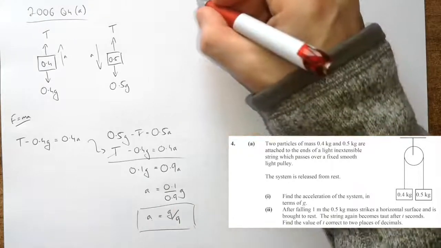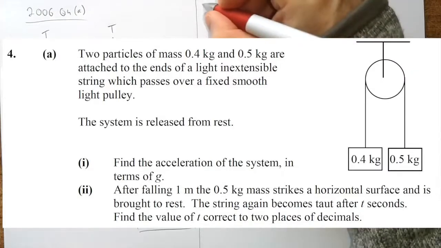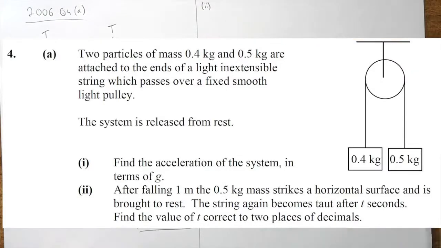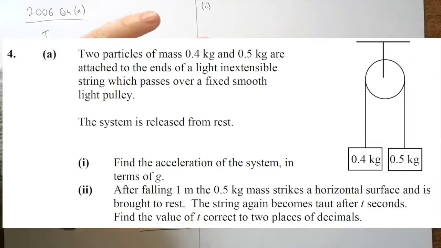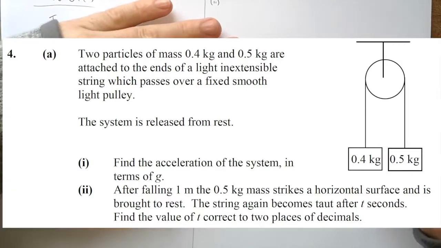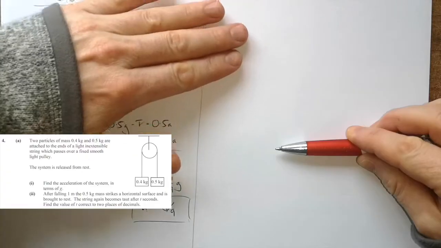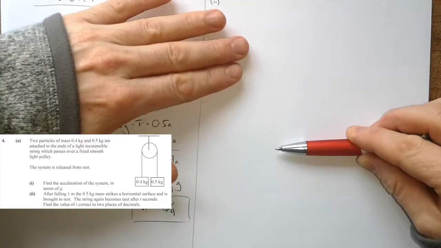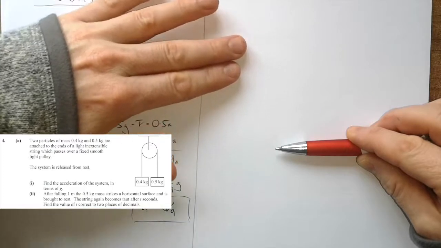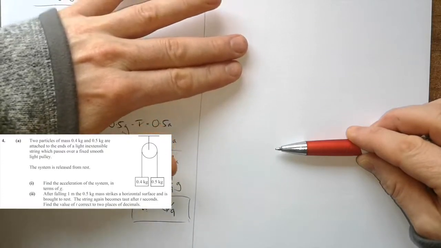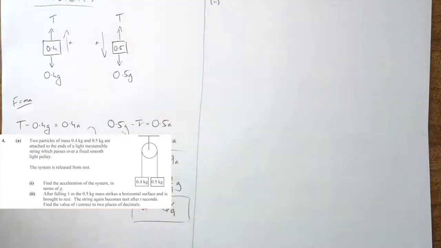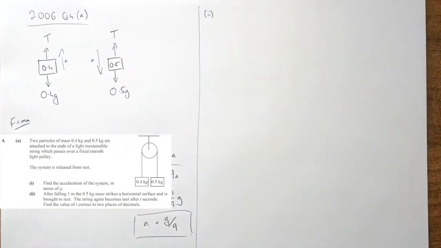Now, for the second part, part 2, we need to think ourselves a little bit carefully. Okay, so we bring back the question here. It falls a meter, the big one hits the horizontal surface and stops. The string again becomes taut after t seconds. So you've got to think, this one's going to go down, hit the surface, and this one is going to continue up and bounce back. All right, and it's that time going up and down before it goes up and stops and comes back again that is our time. So if we think of this, okay, let's fix this page again.